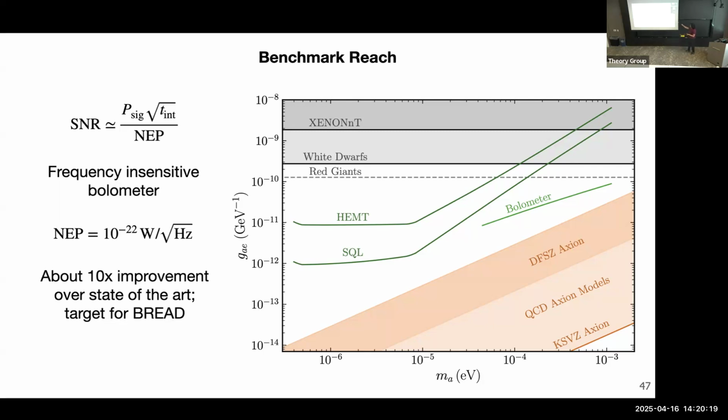I'm assuming here the target benchmark for the BREAD experiments. I'm not completely sure how difficult that is to make, but I've just recast the target and this is what you would get. But even that, you can do even better than that if you could have a single photon counter here. The thing about bolometers is that they don't give you timing information at all. They basically just calculate the mean energy coming in, and that's kind of rough information.